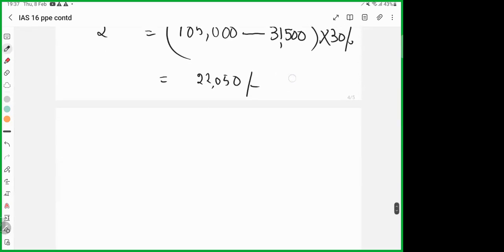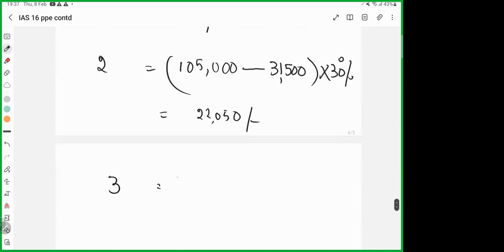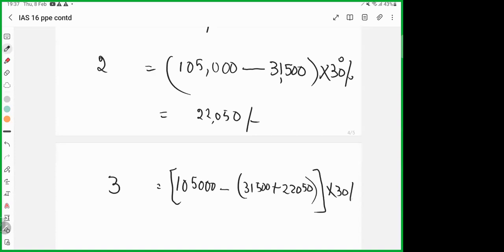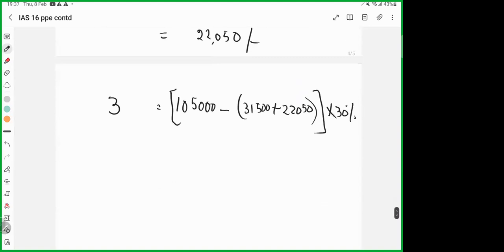Good. But what about year three now? In the same way, for year three, what you need to do, 105. There are two ways of doing this, even for year two also. 105,000 minus 31,500 plus 22,050, into 30%. I believe you understood this.